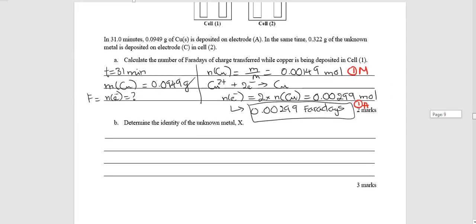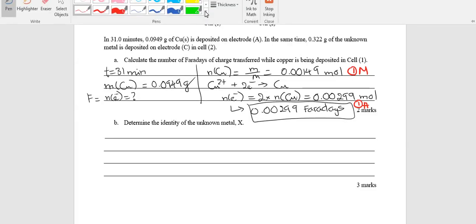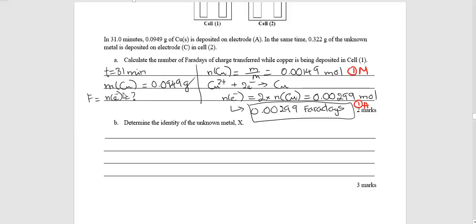Moving on to part B, determine the identity of the metal. If you want to work out the identity of anything, you need to have the molar mass of that thing. And you already know that it's X plus. So I can tell from here that the half equation is X plus plus electrons going to X. The number of moles of electrons is 0.00299 mole. And because of a 1-to-1 mole ratio, that is equal to the number of moles of X. You also know from the question that this many moles of X has this mass.